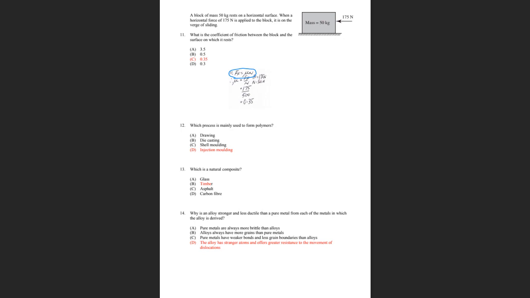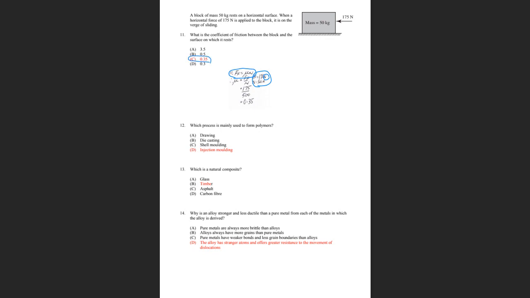Put your data here. Make sure you put your units as well. And so coefficient of friction is equal to 175 over 500, and so it works out to be 0.35. So C is the correct answer there.